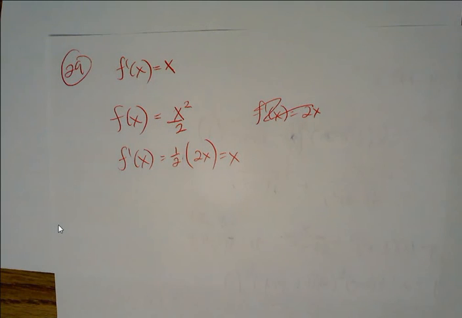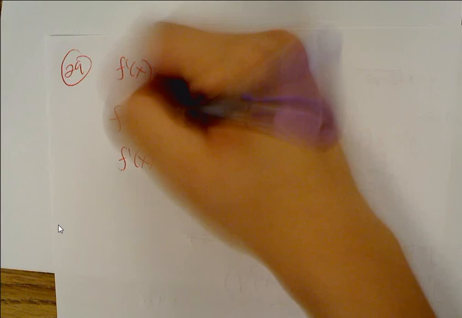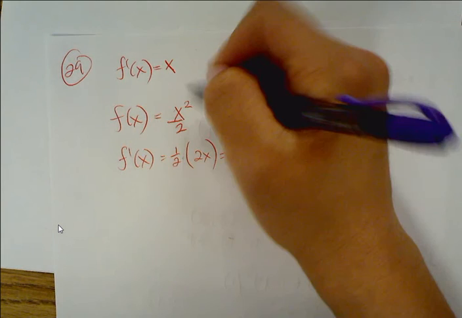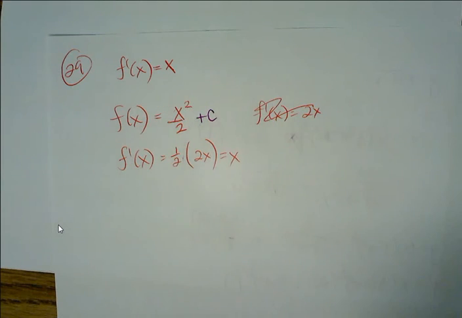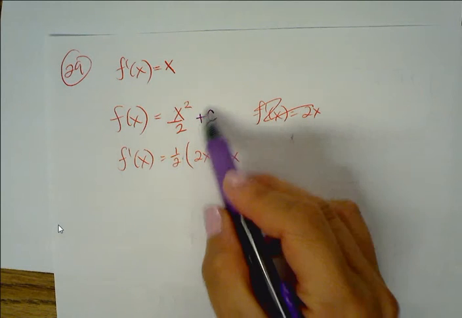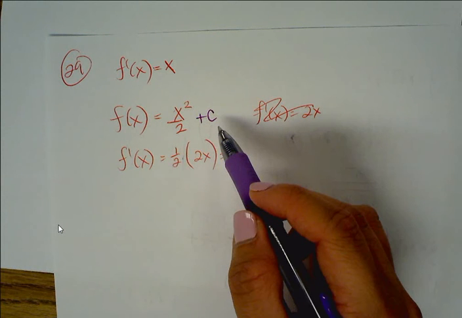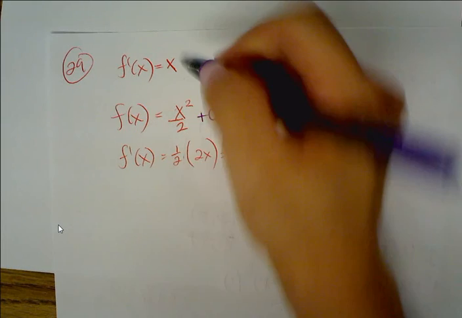But what are we forgetting? The constant. Where do I put the constant? After that. After which one, f prime or f? f. Why? Because there could be any number here that's a constant, because once you find the derivative of the constant, it's going to be 0. Good.